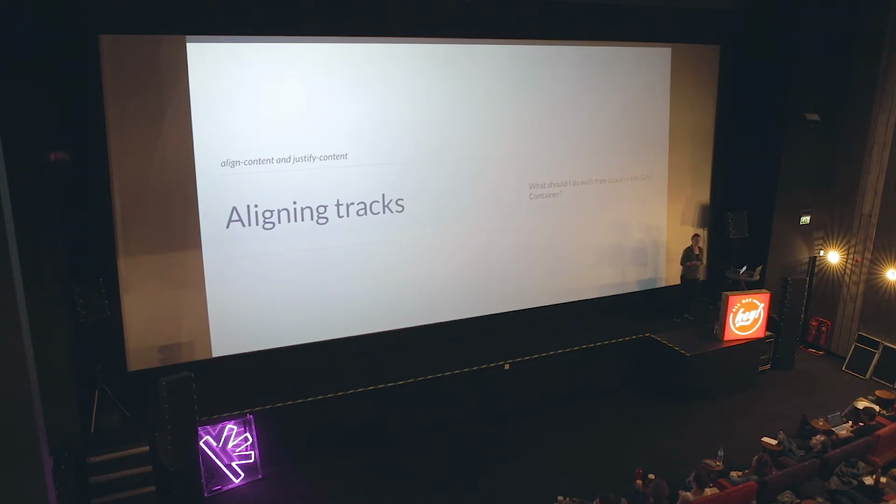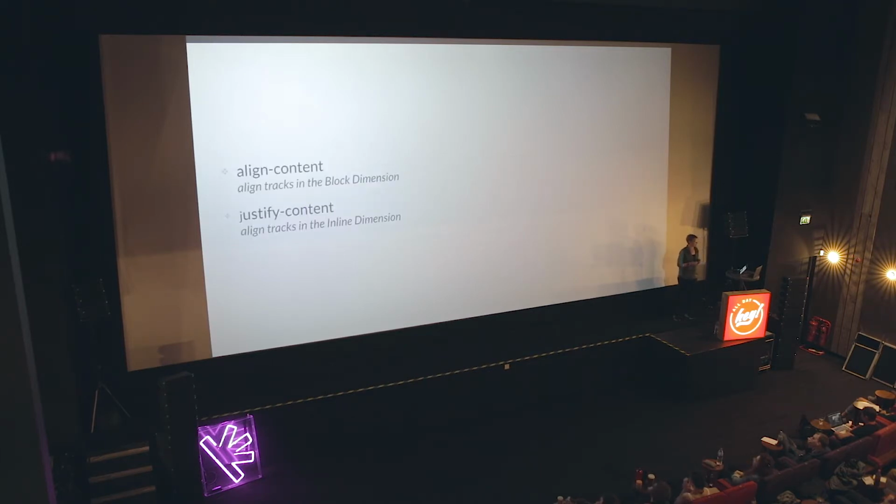And so if we want to align those tracks, we're going to use the content properties, align content and justify content. And they deal with free space. What are we going to do with our leftover space? And align content works in the block dimension. So we know the block dimension is going down the page if we're working in English, and then justify content works on the inline dimension.